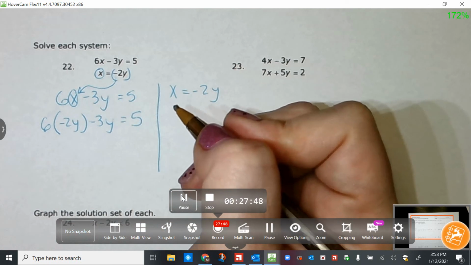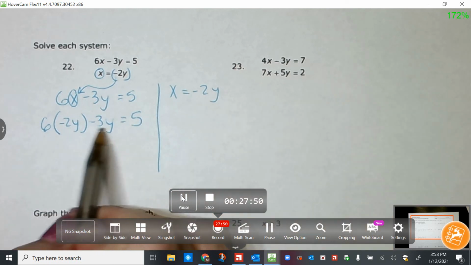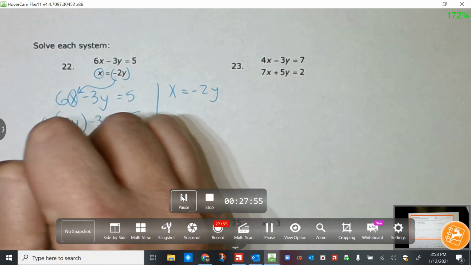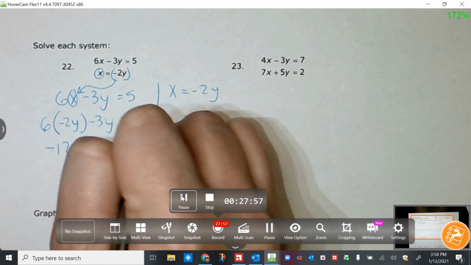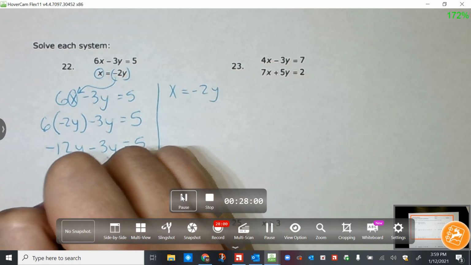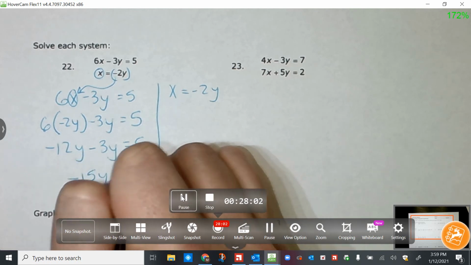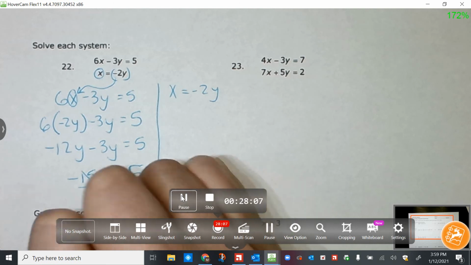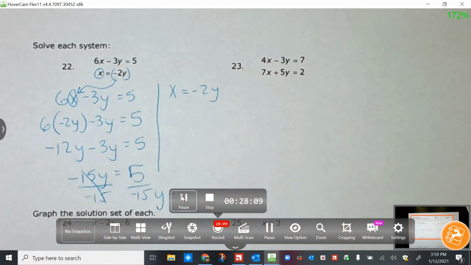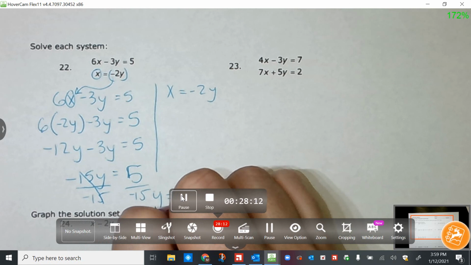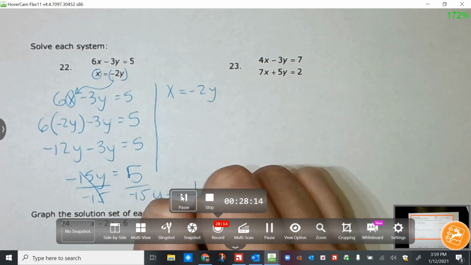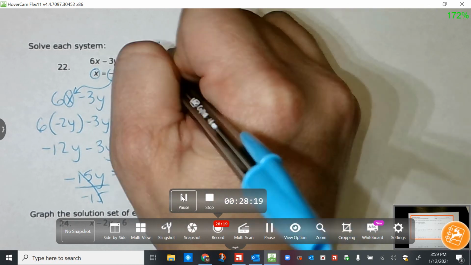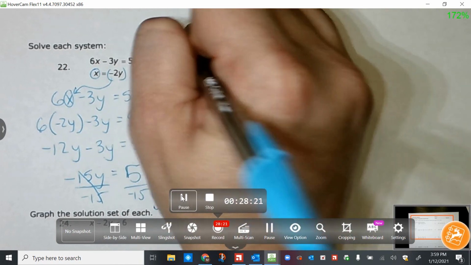Now, if you substituted incorrectly, you should only have one letter left, and I only have y's, therefore I did it correctly. So 6 times -2y is -12y minus 3y equals 5. That gives me -15y equals 5. Divide by -15, divide by -15, and y equals, that's going to be a fraction. It's going to be negative. 5 goes into 5 one time, 5 goes into 15 3. So -1/3.